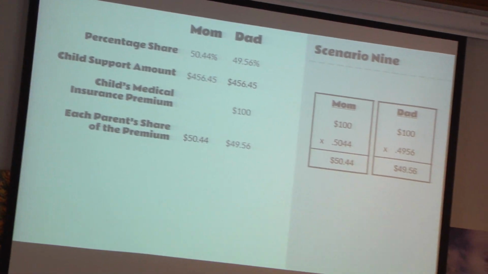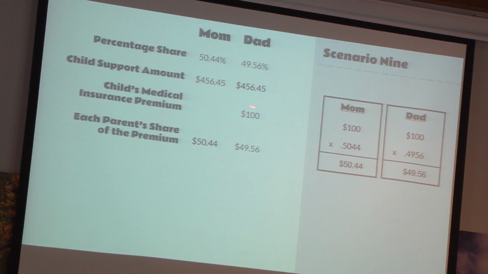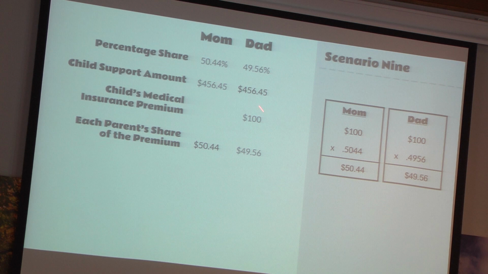Here's how you do it, right? I'm going to make it real simple. We're going to say dad is providing health insurance for the child at $100 a month, right? So mom needs to, under the statute, contribute to that cost. And we're going to figure that cost using the income shares model. So what we're going to say is, since mom has 50.44% of the income, right? Her share of that premium is going to be her percentage share. So $100 times her 50% of the income. So she's going to pay $50.44 per month towards that premium. And that premium is only for the child.